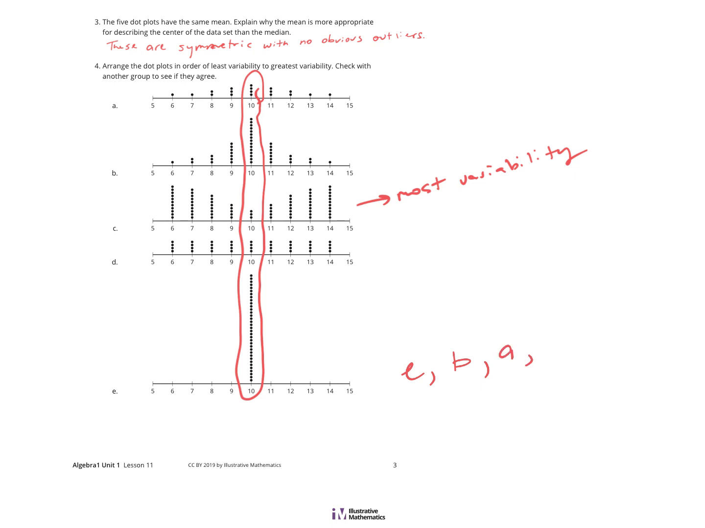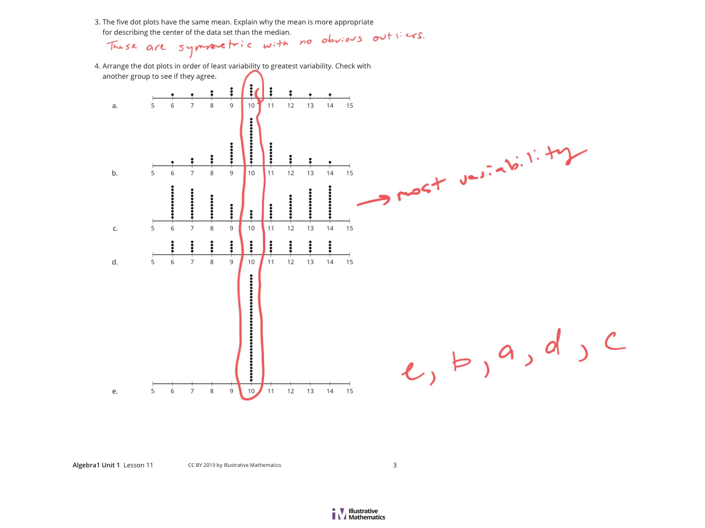D is uniform. So every data point has the same amount. And even still, this is going to have more variability than A or B, but not as much variability as C. So D would be next. And then that leaves us with C.